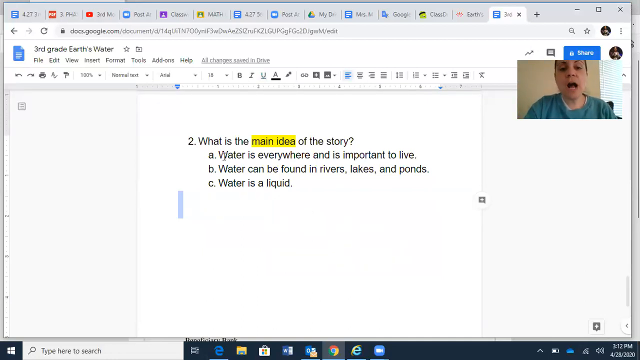A says, water is everywhere and is important to live. B, water can be found in rivers, lakes, and ponds. I remember reading that, but that was only one part of the story. That can't be the whole story because we talked about changing water and polluted water and that we need water to live. Nope, can't be that one. C says, water is a liquid. Well, that is true, but is that what the whole story was about?